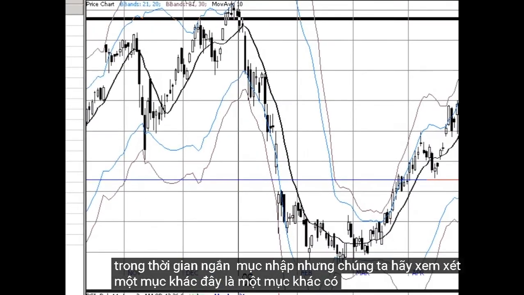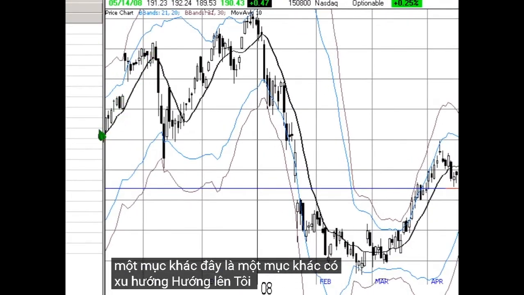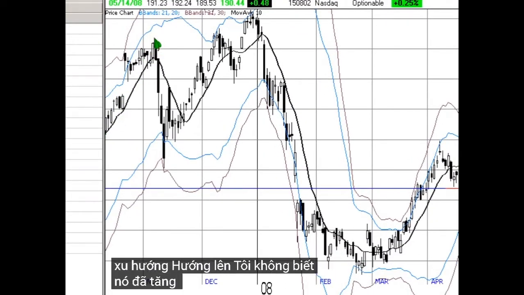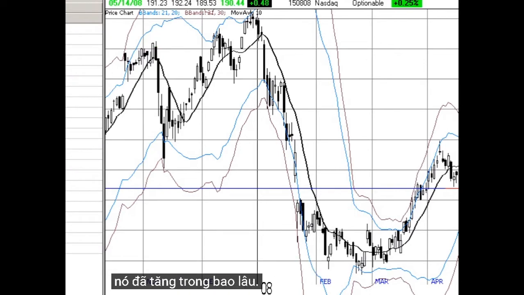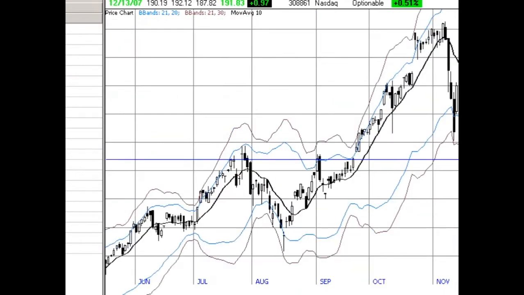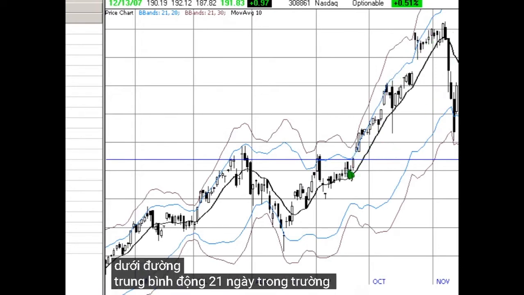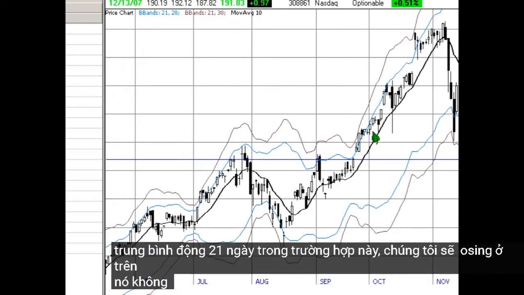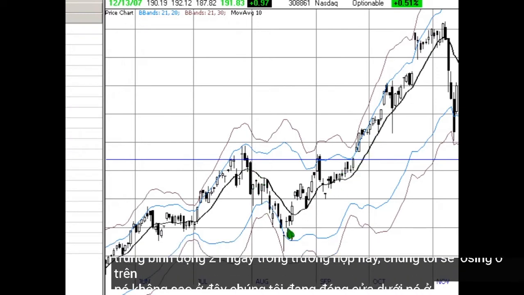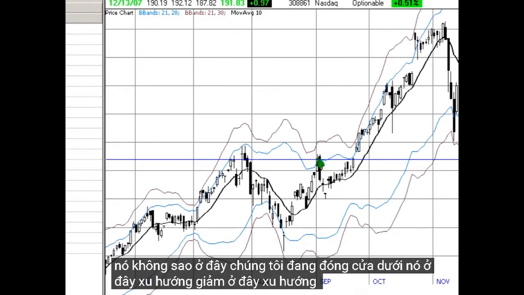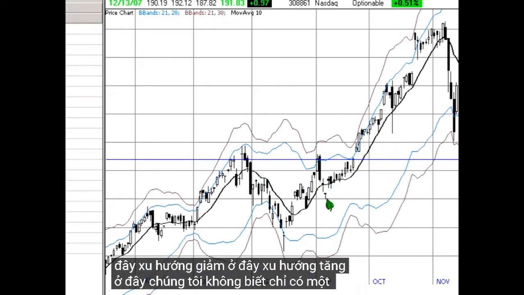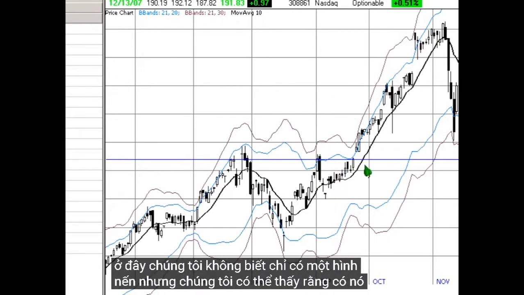Here's another one with trend direction up. I don't know how long it was up. There's a few things I look for as far as trend direction. One of them is, are we closing above or below the 21-day moving average? In this case, we're closing above it. Okay, here we're closing below it. Here the trend is down. Here the trend is up. Here we don't know. There's only one candlestick, but we can see that yes, it's up again.